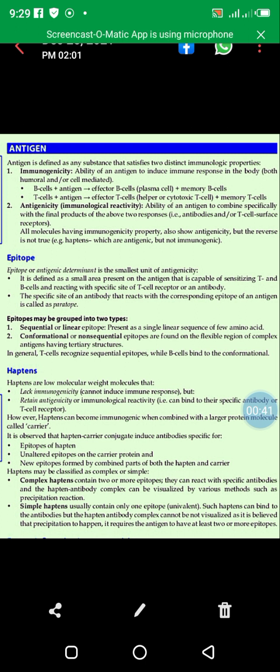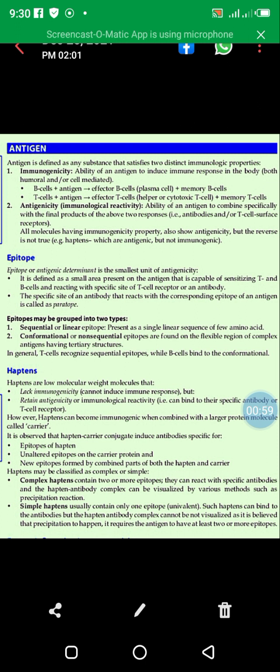immune response. Humoral response means the production of antibody, and cell response means the involvement of the T cell and the conversion of the T cell to memory cell without the production of antibody.